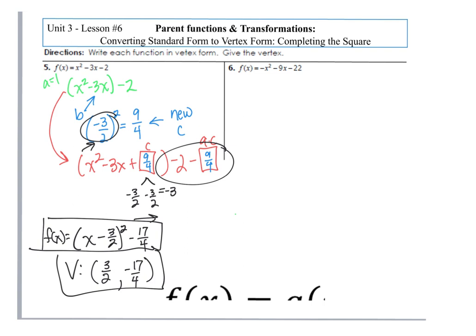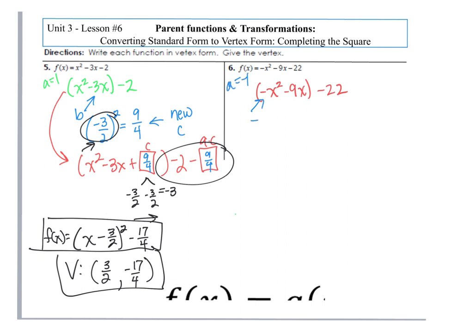Okay, number 6, we have f of x equals negative x squared minus 9x minus 22. So let's complete the square. We are going to start by making a grouping out of the first two terms, negative x squared minus 9x. We're kicking out negative 22. And then I've noticed that we've got a negative sign. A is negative 1. That's a no-no.